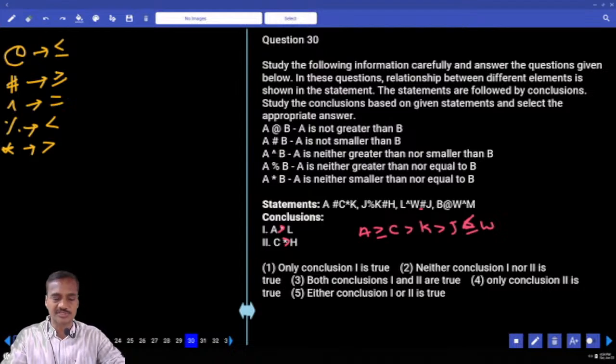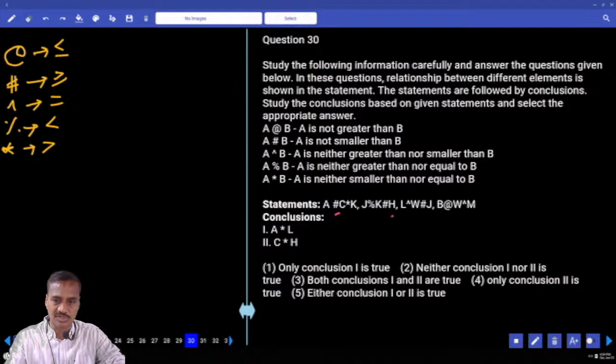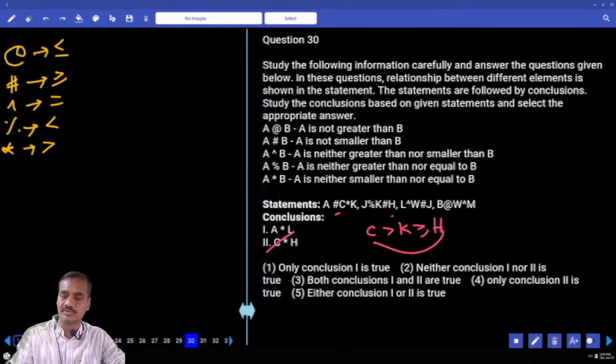The next one, what is the next one we have? C and H. Now in this C and H, must C the C ikarundi, H ikarundi. Which element is common? K. Must C star, C greater than K. K has means K greater than or equals to H. And C greater than H, definitely true. Only 2, that is choice 4. 30th it is choice 4.